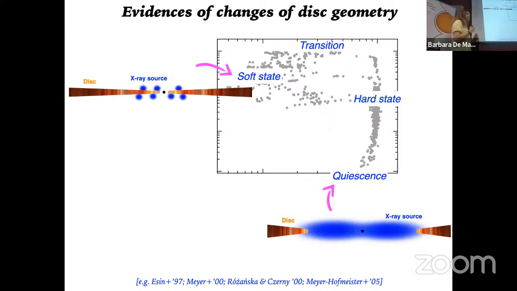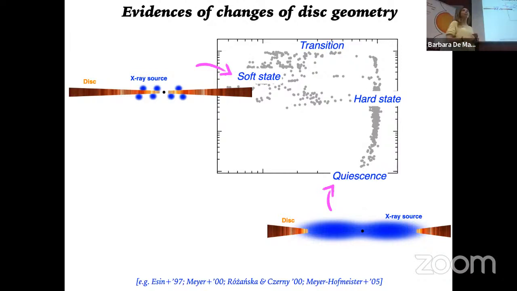So there are several models that try to explain this evolution. Basically, the main class of models that is pretty much successful in understanding some of these states is the class of truncated disk models. According to these models, when the source is low in the outburst, so it's either in quiescence or in a low hard state, the optically thick, geometrically thin accretion disk is truncated at large radii, and is replaced by an inefficiently accreting flow in the inner parts.